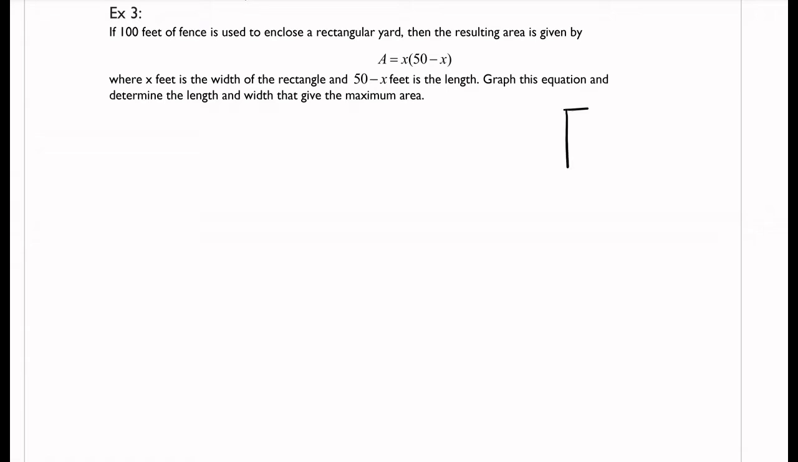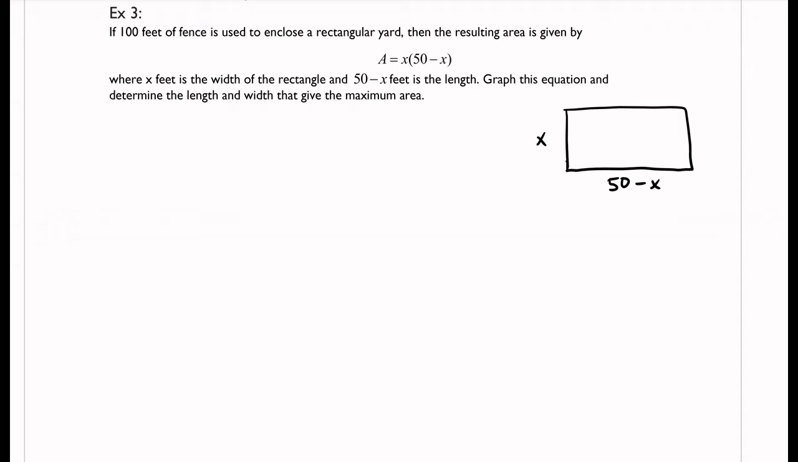So essentially, we have a rectangular pen here, and we have 100 feet of fence to enclose that area. And we know that the width is x, and we know that the length is 50 minus x. And so we're trying to figure out the dimensions that will give us the largest area. And so it wants us to graph it and determine those dimensions.